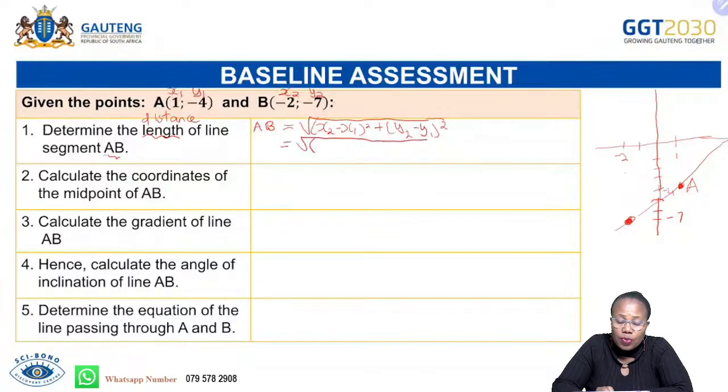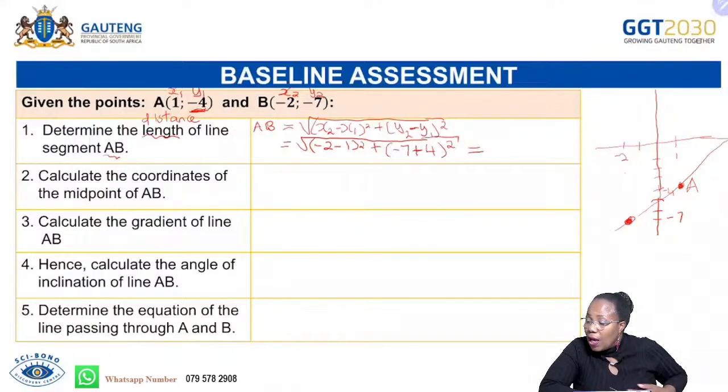And then x2 is -2 minus x1 is 1 squared plus y2 is -7 minus the negative from the equation and the negative from our y1. Then this will cause this one to be +4. And then this is squared, everything into your square root, grade 12.